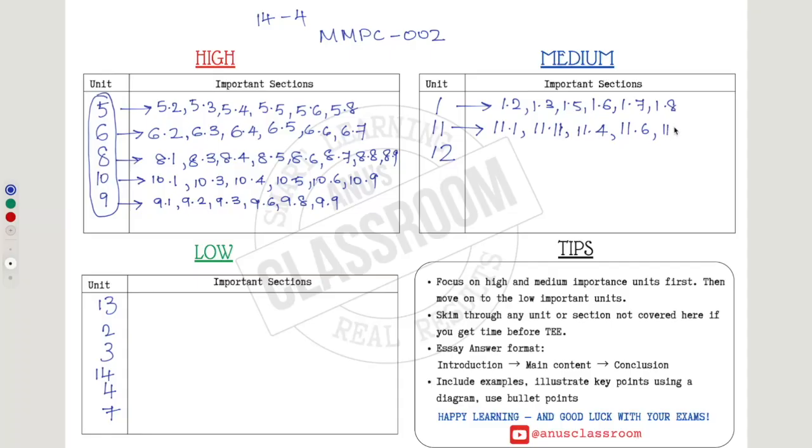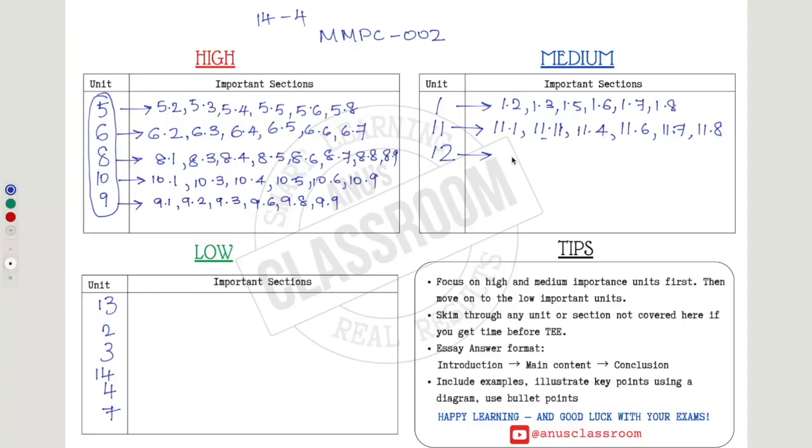11.6, 11.7, and 11.8. I know I'm saying the sections in jumbled order. That is because there have been more questions from concepts covered in 11.1 and 11.11 than from 11.4 or 11.6. So I'm trying to give you the sections in the order of frequency of questions being asked. That is why you can see the section numbers are jumbled a little bit. Let me know in the comments if you prefer these section numbers to be told in numerical order. In that case, in future videos, I will do it like that.